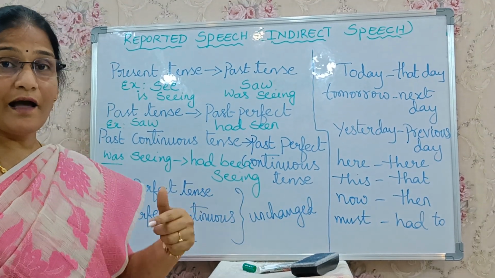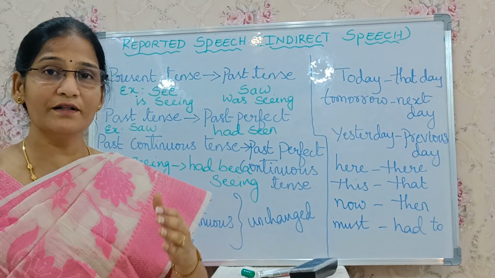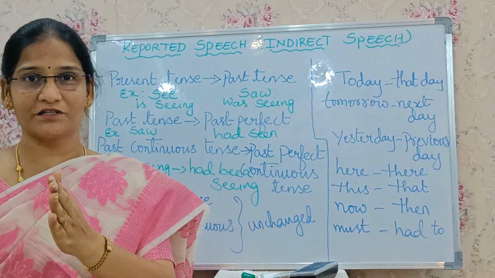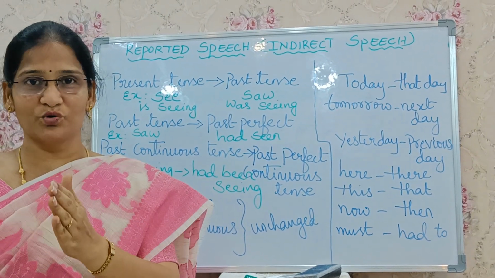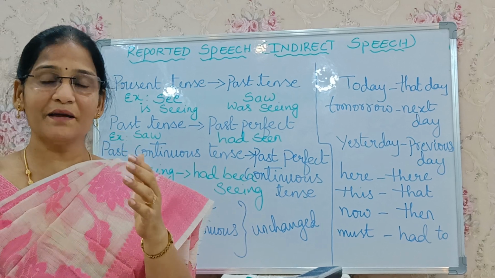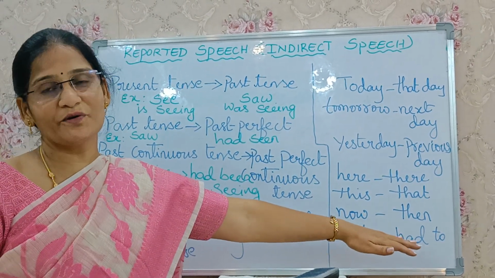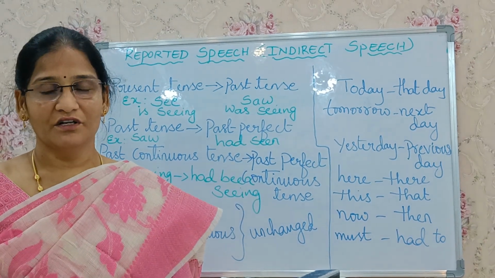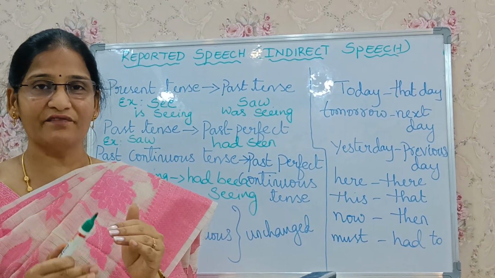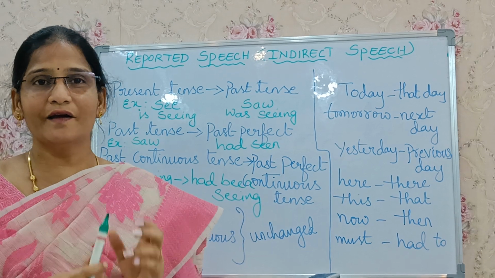And what about the modals? The modal will changes as would. Can changes as could. And at the same time, here we have another one, must. Must we have to change as had to. So these are some of the rules when we change from direct to indirect.